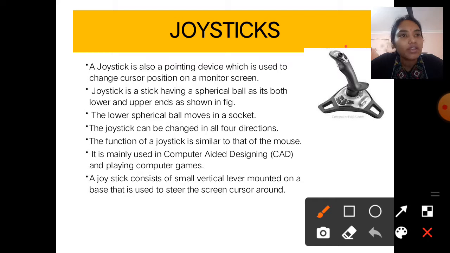This is the spherical ball here, and down also. When we move this stick, the cursor position changes on the screen. The lower spherical ball moves in a socket. Where does it move? In a socket. A joystick can be moved in all 4 directions, but a space ball in 6 directions. It is 4 directions, but a trackball is only 2 directions.